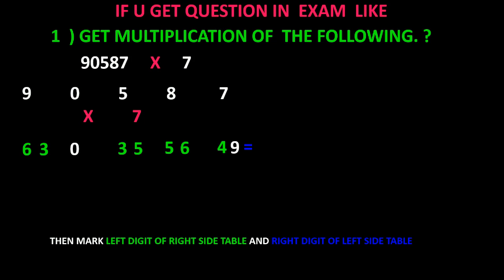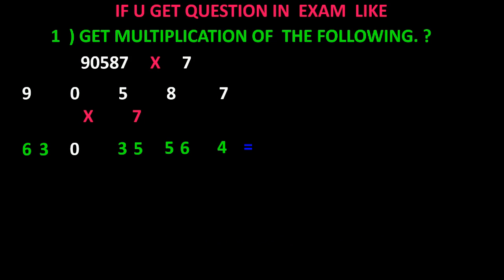Take the left digit of the right side table and the right digit of the left side table and add them. Something like this you have to mark. Now the calculation is going to be very simple.